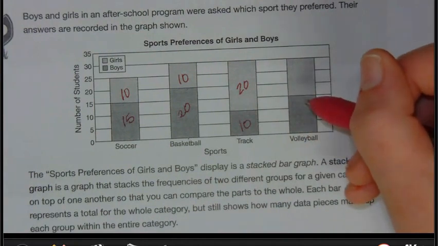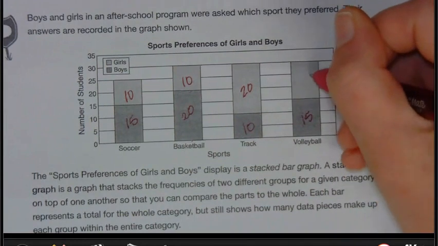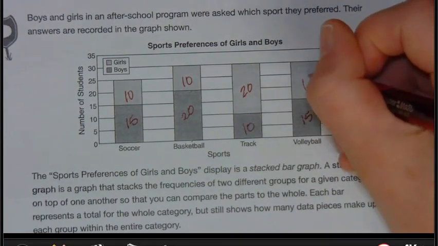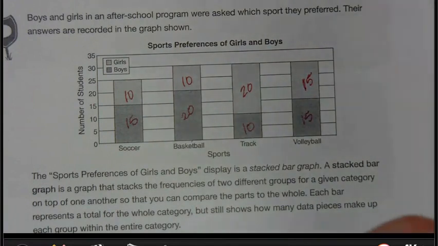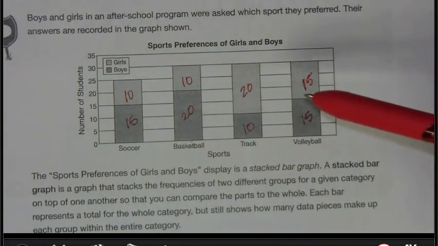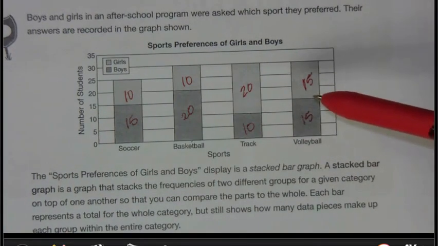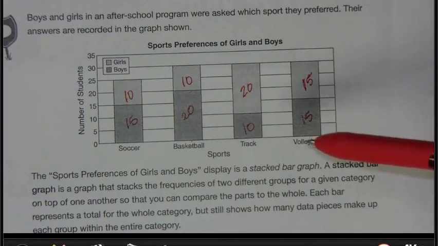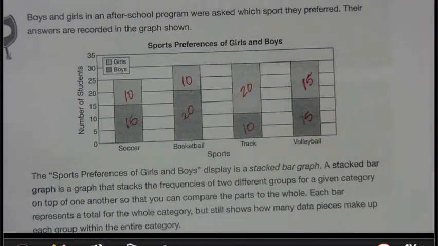Let's look at volleyball. So 0 to 15 kids like volleyball. And then 15 to 30, that's another 15 girls that like volleyball. So the volleyball shows an equal representation between both the boys and the girls. There's two ways you can tell. The first way, one, you can do the math by seeing how high each bar is represented. Or two, you can look to see where it is cut directly in half.